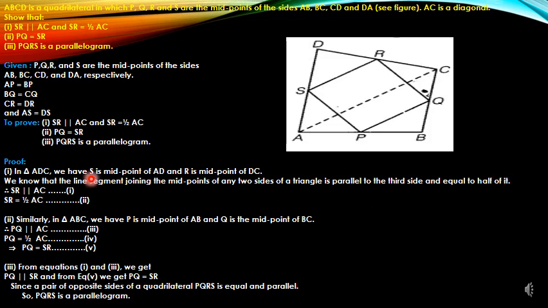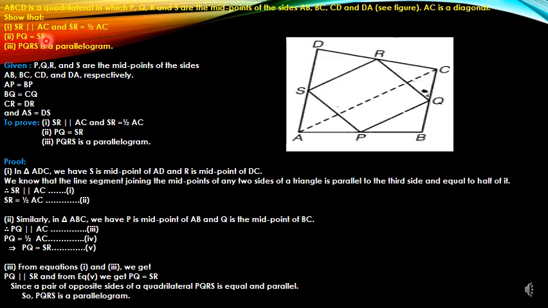If you don't want to write such a big statement as the reason, you should be writing "from the midpoint theorem". You should be writing the reason as from the midpoint theorem. So therefore, SR is parallel to AC and SR is half of AC. Give it as equation number 1 and 2. That completes the proof of the first question.